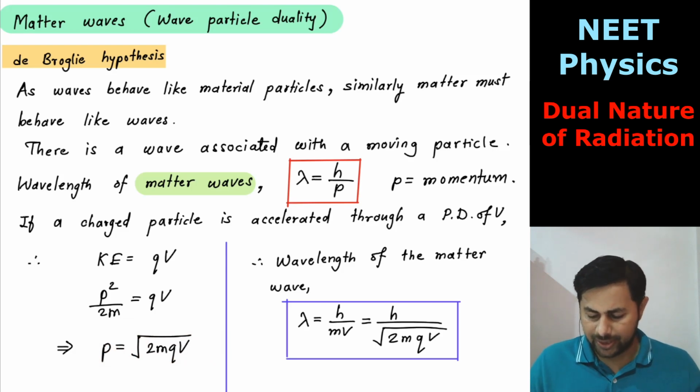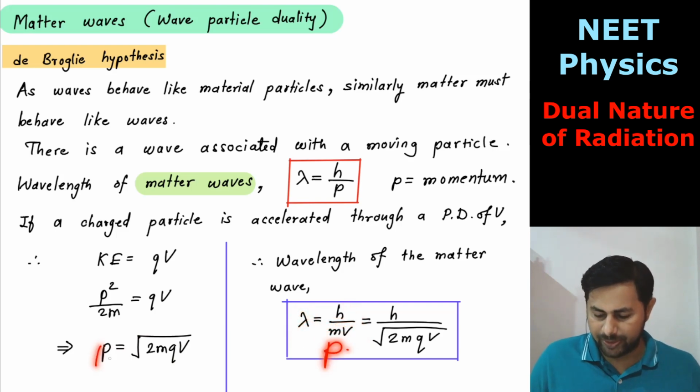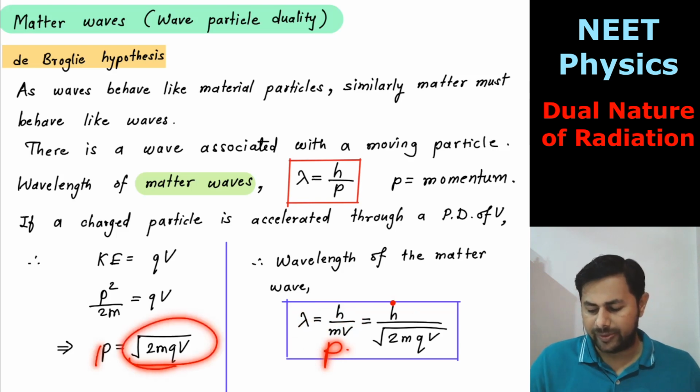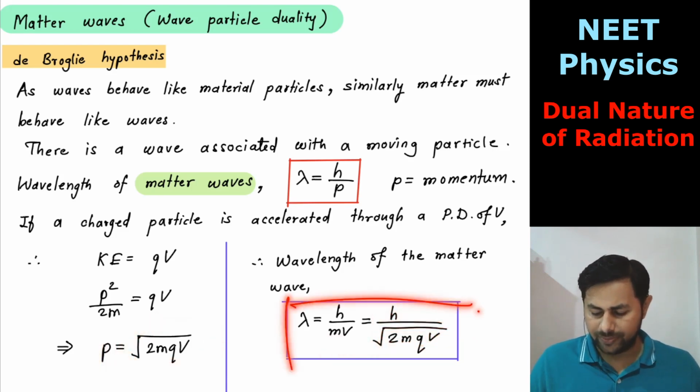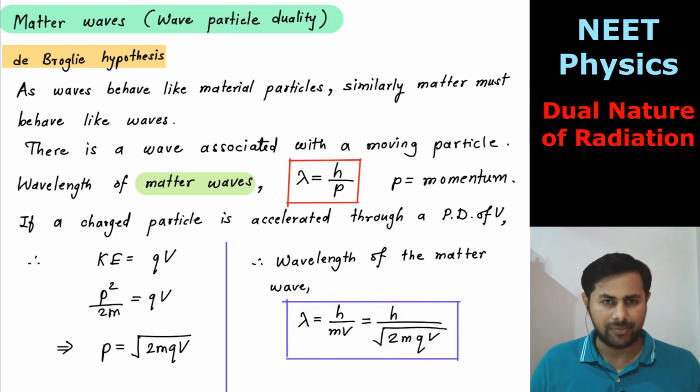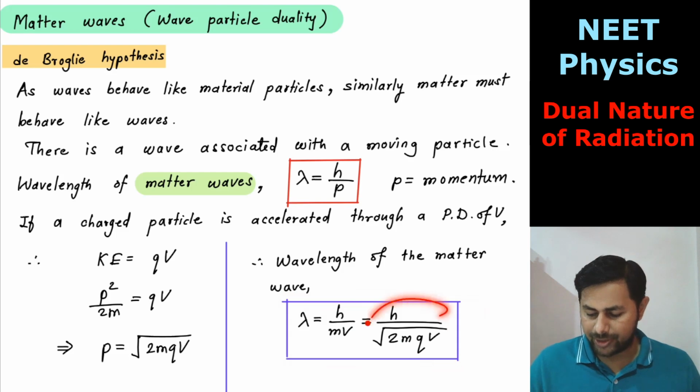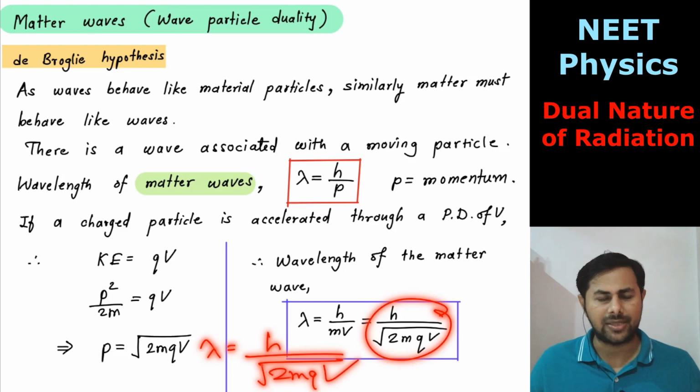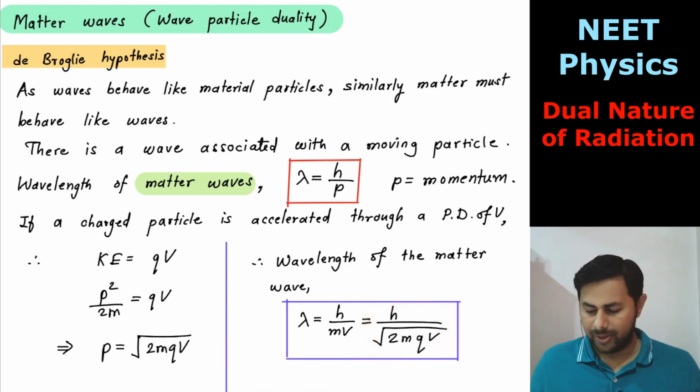And then you can easily find out its wavelength. So lambda equals h by mv, or h by p. And what is p? It is square root of 2m qv. So you have h divided by square root of 2m qv. Right? So we need to remember this formula, otherwise we'll need to find it out if there is a question based upon this. So better to remember lambda is equal to h divided by square root of 2m qv if it is accelerated by potential difference of v. Right, this is clear, everyone?